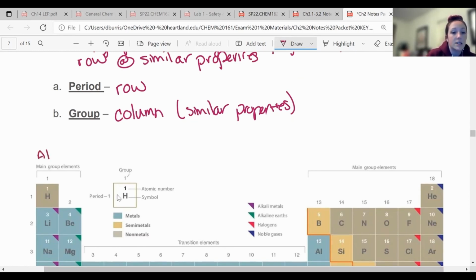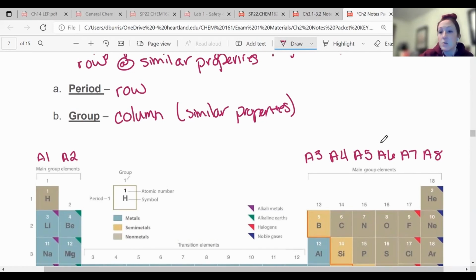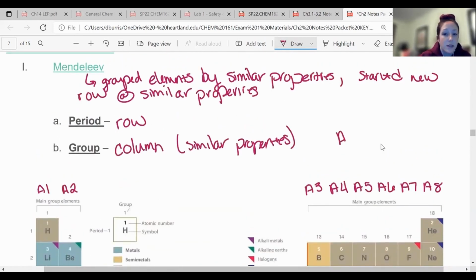So we actually call this A1 and column A2. And then we skip the middle because there actually aren't any between like 4 and 5 and 12 and 13. And then this group over here is A3, A4, A5, A6, A7, and A8. They can also be numbered 1 through 18, that's fine. But the main groups, which are the A groups, have a lot of important properties, and those are the ones that we usually tend to focus on. So I'm going to put A equals main groups. Okay, and their main group elements.